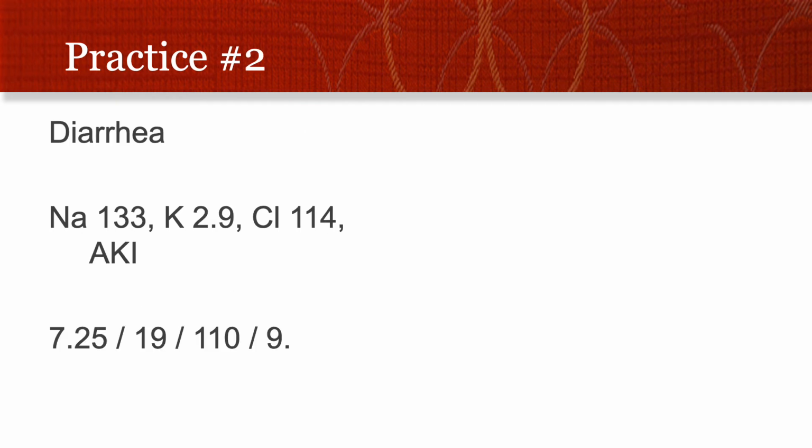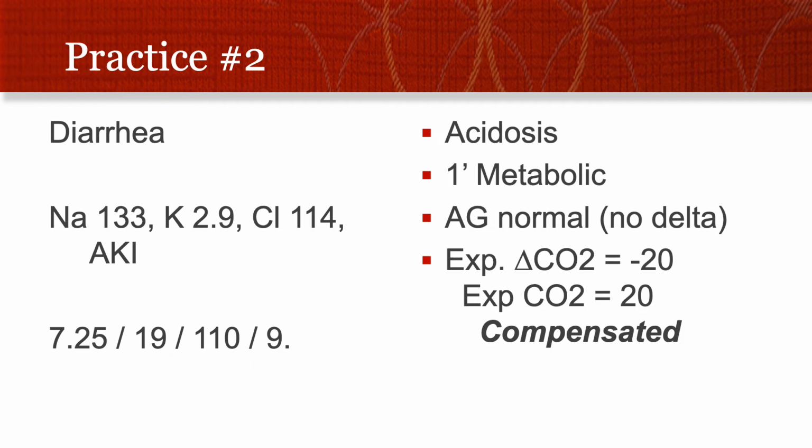The second patient has diarrhea. Labs are listed there with the ABG below. Again, why don't you pause the presentation and work through the stepwise approach to blood gases. In this case, our pH is low, so we have acidosis. The CO2 is low, which would give you an alkalosis, so that's not the problem. And the bicarb is low, which would give you an acidosis, so we know we have a primary metabolic acidosis. The anion gap's normal, so I don't have to do that annoying delta ratio.